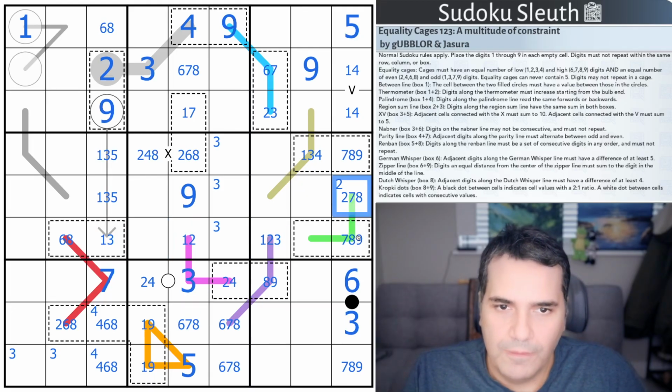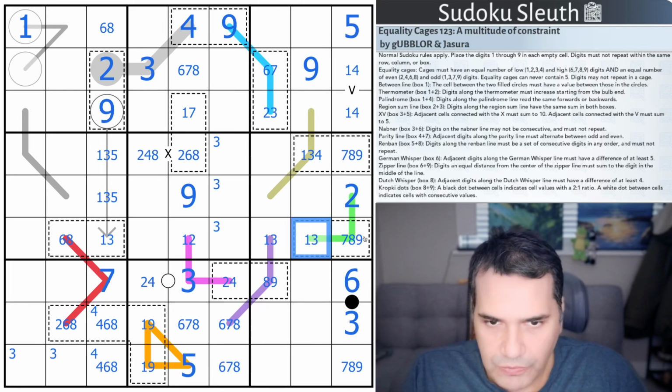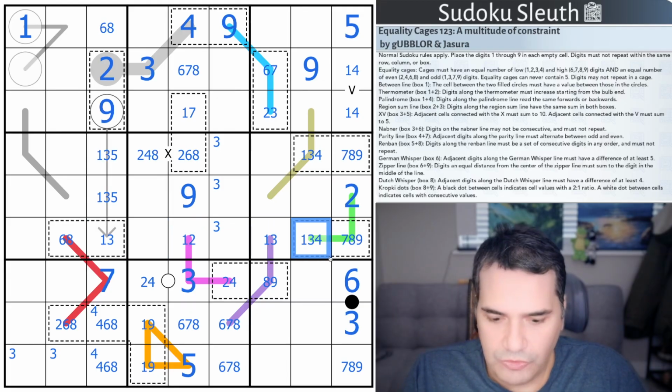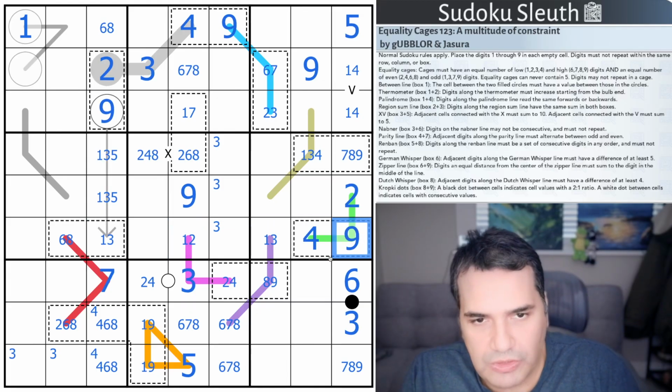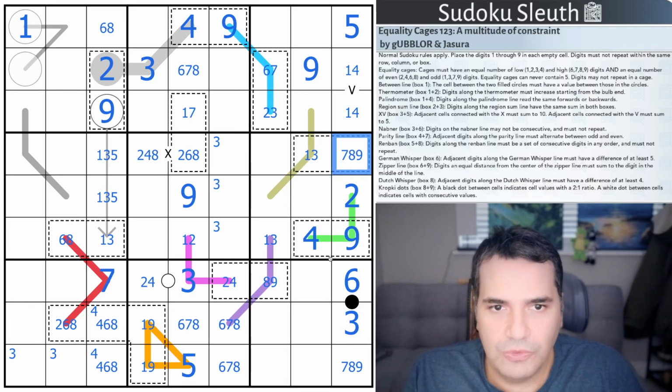That's not a 2. That is a 2. That means that this is a low digit. And hang on, that was never a 2. This is 1, 3, or 4 again. And I've got 1, 2, and 3. That has to be a 4. The German whisper line says this now needs to be a 9. That's not a 4. That's not a 9.